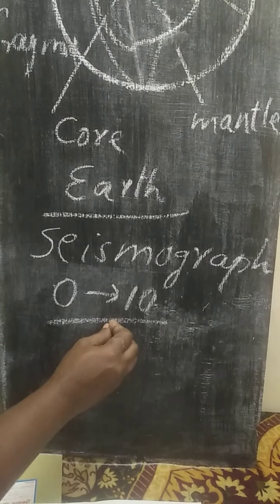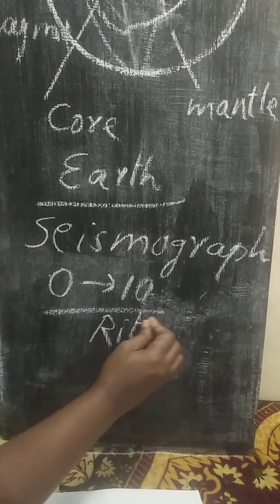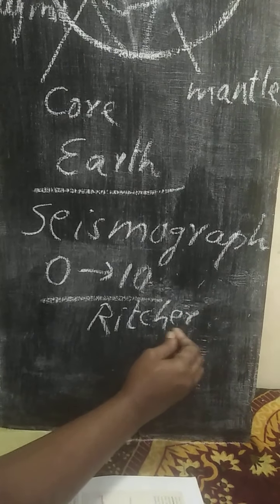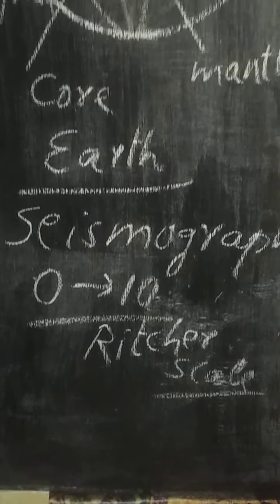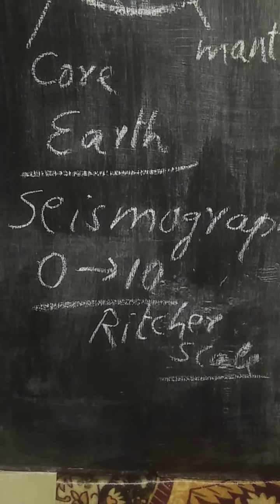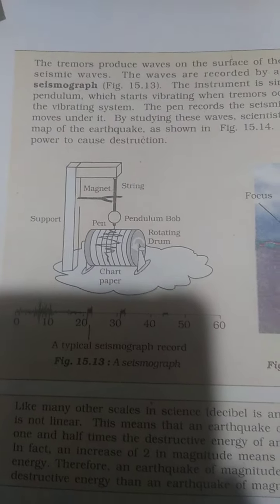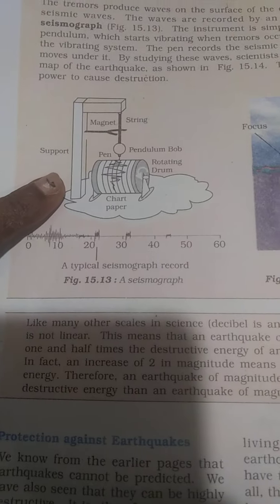If it is 2 or 3, depending on the value, we can tell the strength of the earthquake. And a scale is fitted to it; we call that the Richter scale. This scale will give you the reading of the earthquake. And the seismograph, let me show you the device. This is the device called a seismograph.